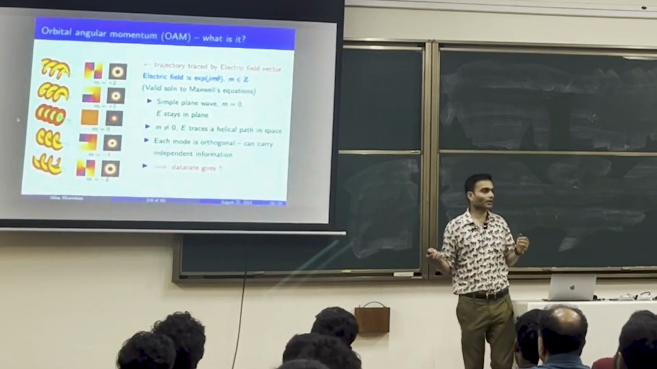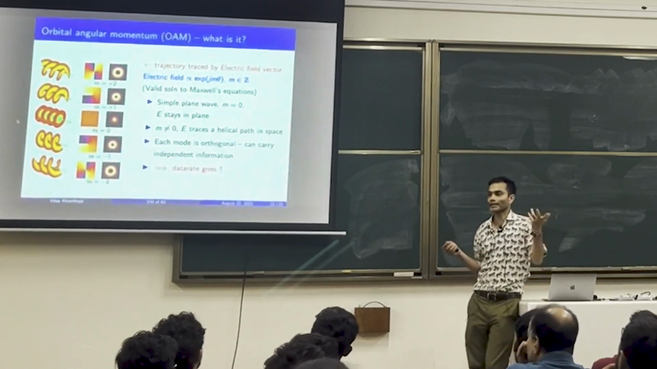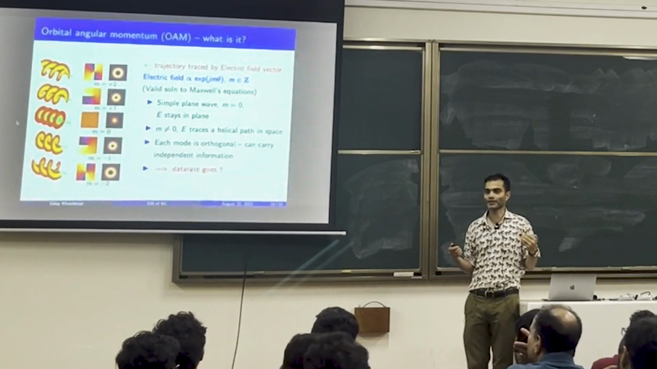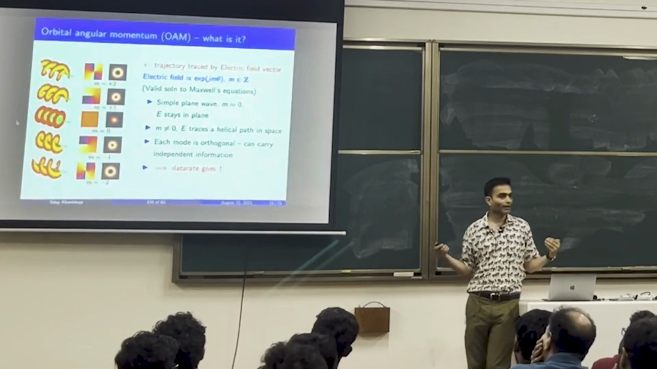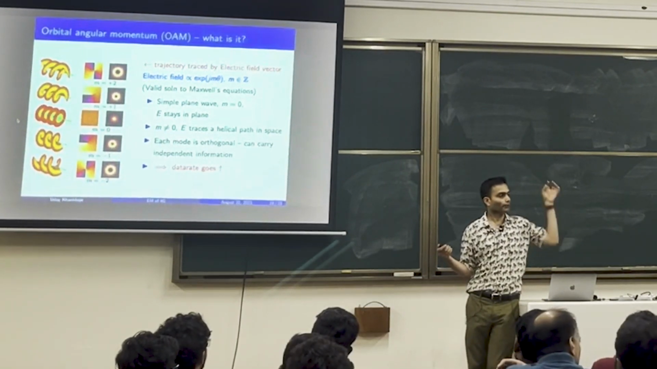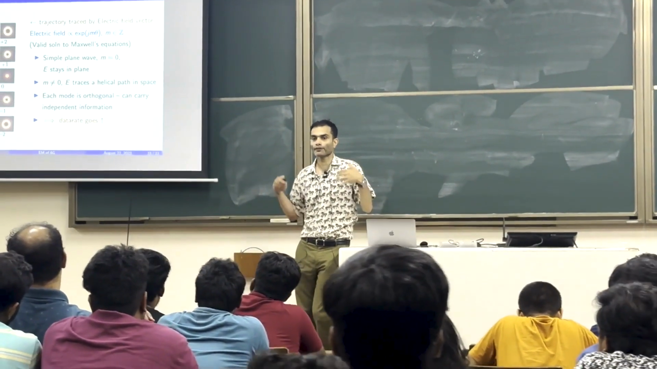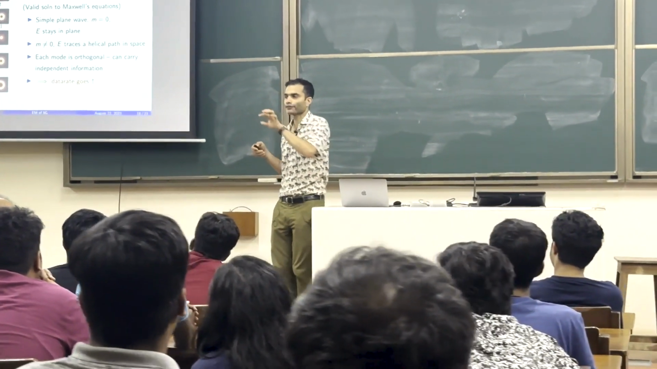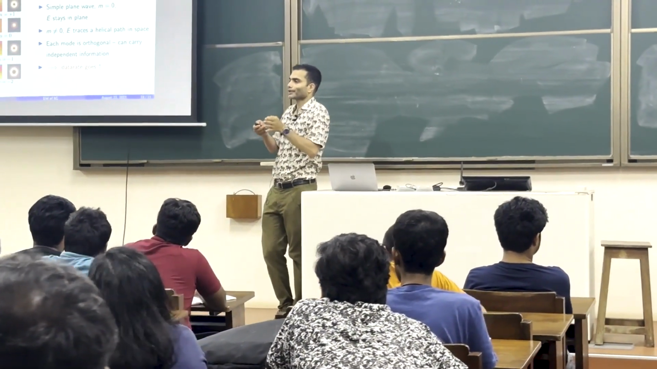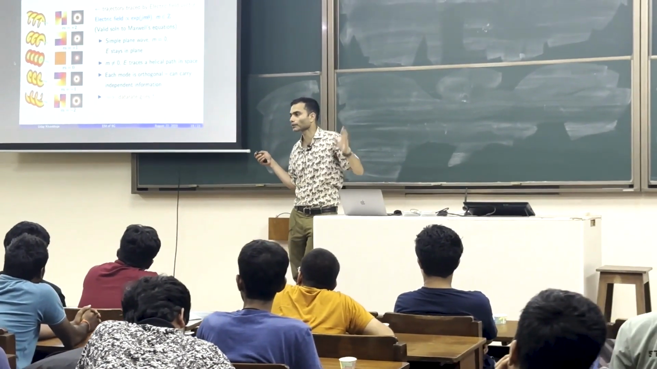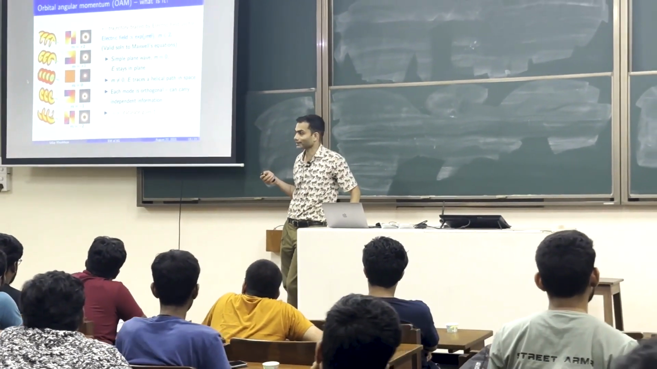Each of these modes, like I said earlier in the case of TM polarization and TE polarization, are all orthogonal to each other, which means they don't talk to each other. If they don't talk to each other, I can put separate data on each of them, right? So if I had a problem of data rate, I'll just put different pieces of data on different modes and they will all travel together in parallel, there's no problem. That's how you can increase the data rate.